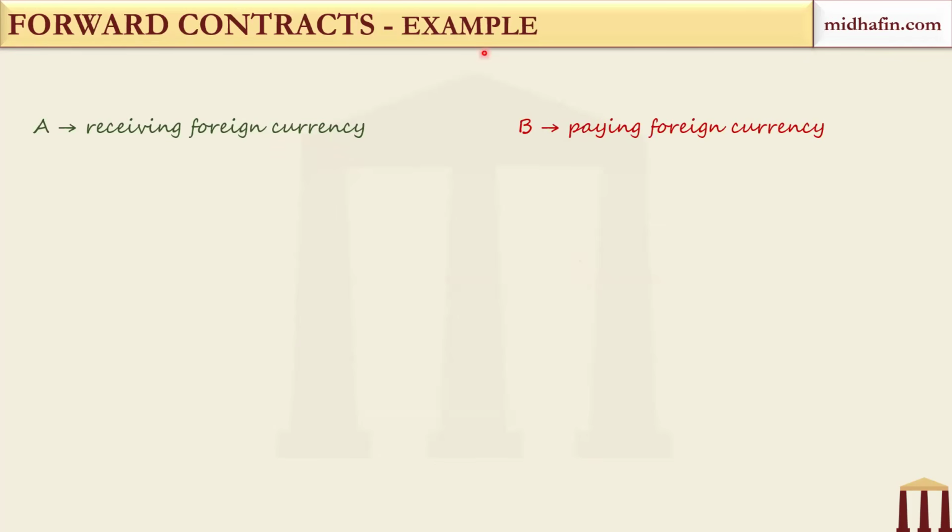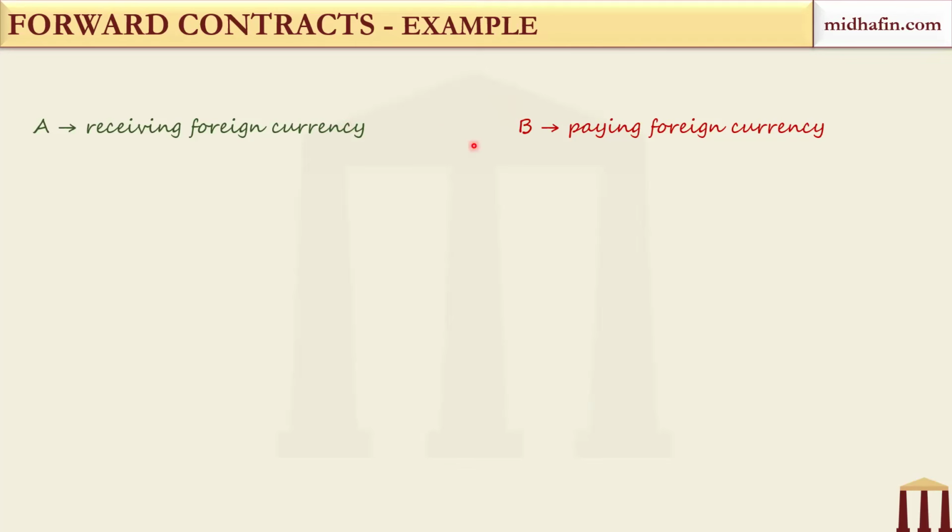Okay, so what is the concern for A? Tell me, in terms of currency, what is the concern for A and what is the concern for B? What do you think? The concern. Forget forward right now. If I am going to receive foreign currency, maybe after some time, okay, in say 1 month, B is going to pay foreign currency in 1 month. What is the concern for it? Yes, exactly. The exchange rate is the concern for both A as well as B.